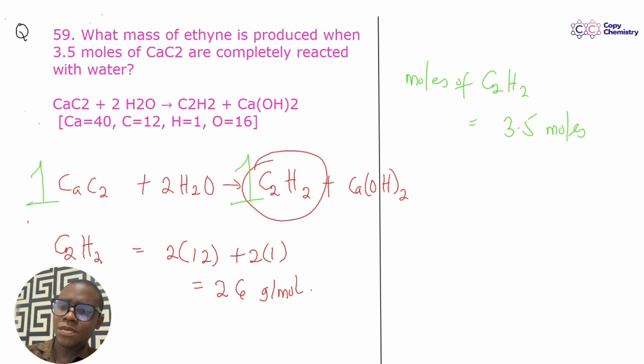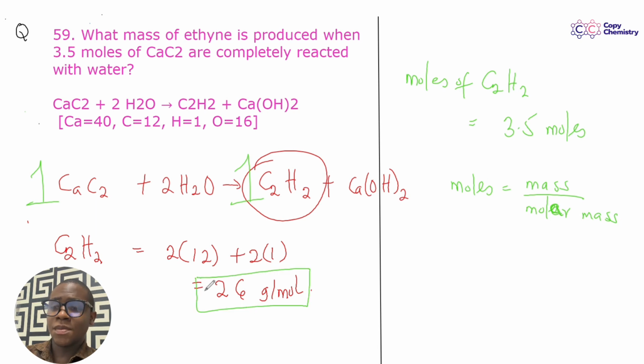Now, moles is basically mass over molar mass. So I'll just write that here. Moles is mass divided by molar mass. I know that most of you are familiar with this, so this will help us. Now, we have the moles of our ethine, and we also have the molar mass of ethine that we've calculated. So that means mass is really easy. It's just going to be moles times molar mass.